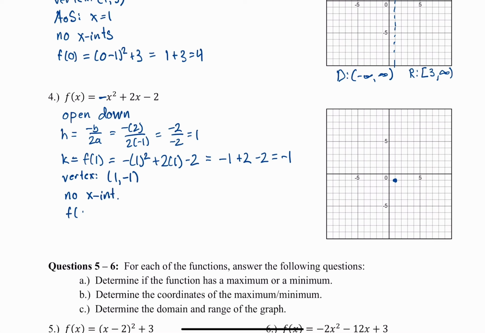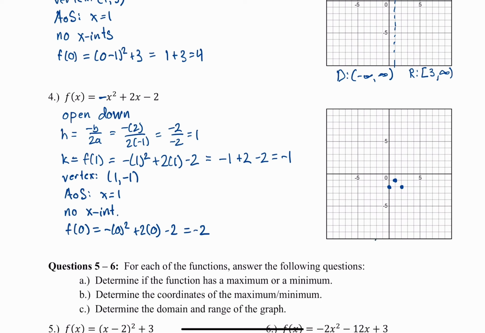The y-intercept we'll find by plugging in 0. Oh, I forgot my axis of symmetry, so let's go ahead and slide that down. So the axis of symmetry is x equal to 1. f of 0 is minus 0 squared plus 2 times 0 minus 2, or minus 2. So that'll be right here. Symmetry will get us that other point. And we'll go ahead and get our parabola.